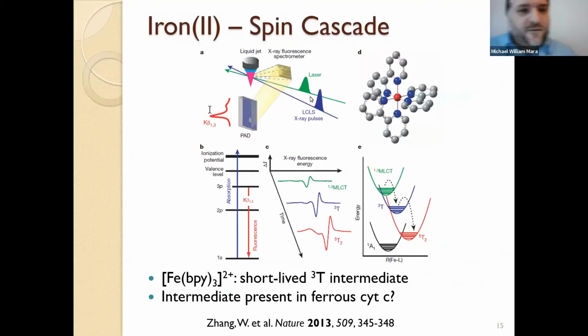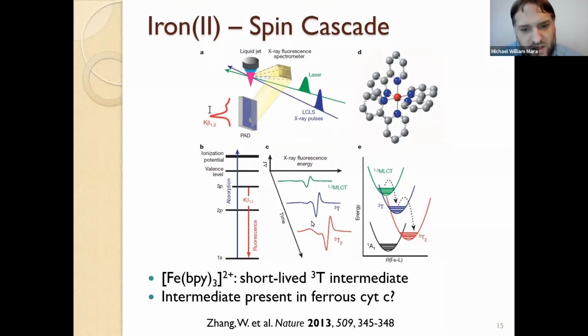Now, as I mentioned before, Kbeta X-ray emission had been used in previous measurements to identify a spin intermediate in ferrous iron tris bipyridine. This is a pretty well-known spectroscopy paper from the LCLS, so a lot of you are likely familiar with this. And this was tracked using Kbeta X-ray emission.